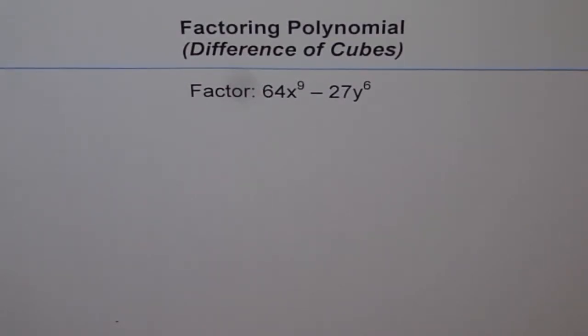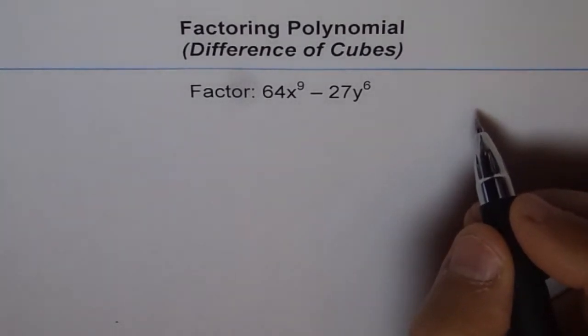Factoring polynomial, difference of cubes. Factor 64x to the power of 9 minus 27y to the power of 6. So I hope you remember the formula for difference of cubes.